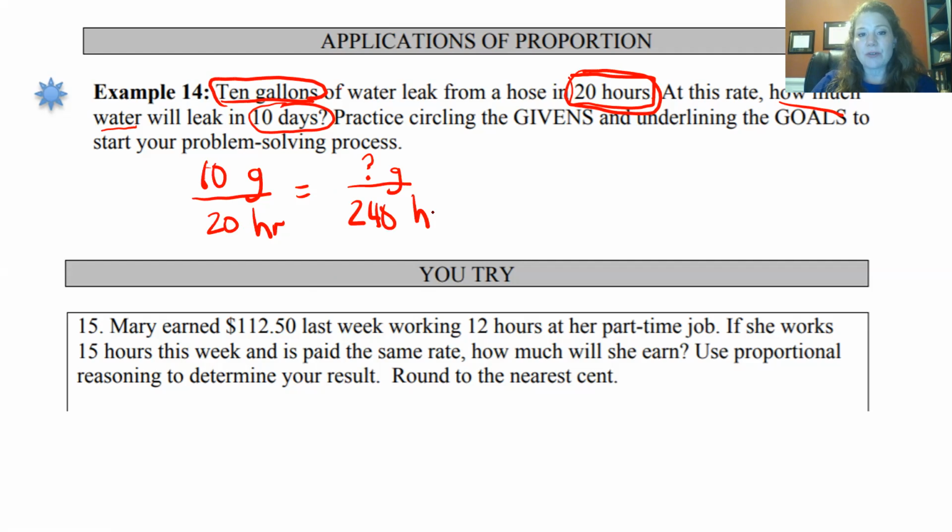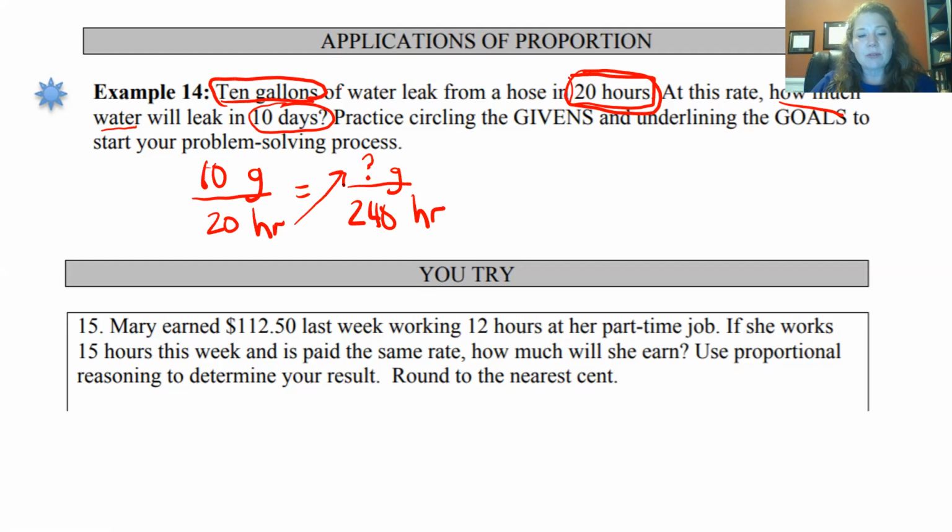So make sure you write your units, abbreviate them or something, just to remind yourself that you have to keep like things together. Gallons on top, hours on bottom. If you were reading this too fast and put 10 on the bottom, you'd get an answer, but it wouldn't be right. So now, our question mark is going to represent our variable.